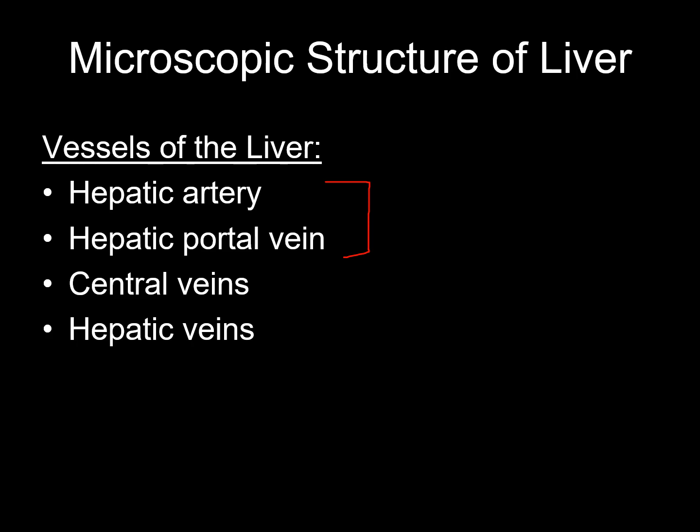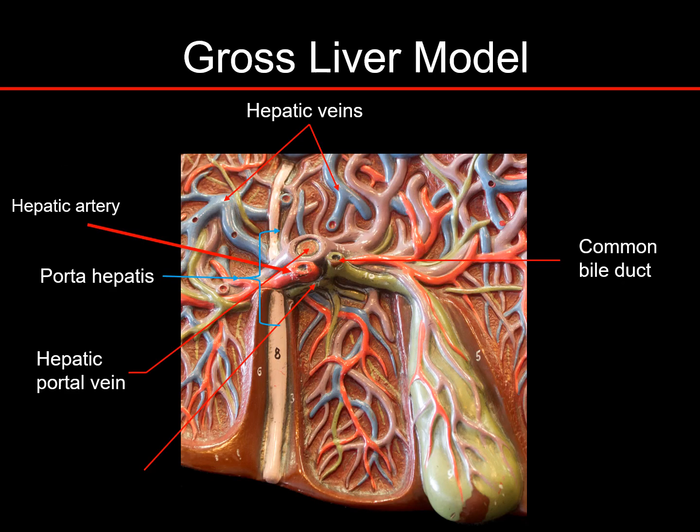And then once that happens, it's going to leave via the central veins. So we'll talk about the central veins. They're the smaller of the veins, draining the different regions of the liver, and then they're all going to join up into the hepatic veins, which then join up into the inferior vena cava, going back to the heart.